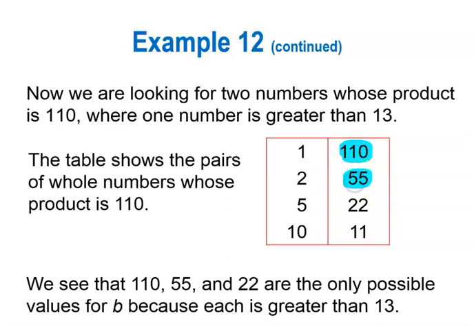55 is bigger than 13, so that's a possibility for your divisor. 22 is bigger than 13, that's a possibility. I'm not going to highlight 1, 2, 5, 10, and 11. Why? Because all of those are smaller than 13. Okay, so we see that 110, 55, and 22 are the only possible values for B because each is greater than 13. And that answers the question using the division algorithm.